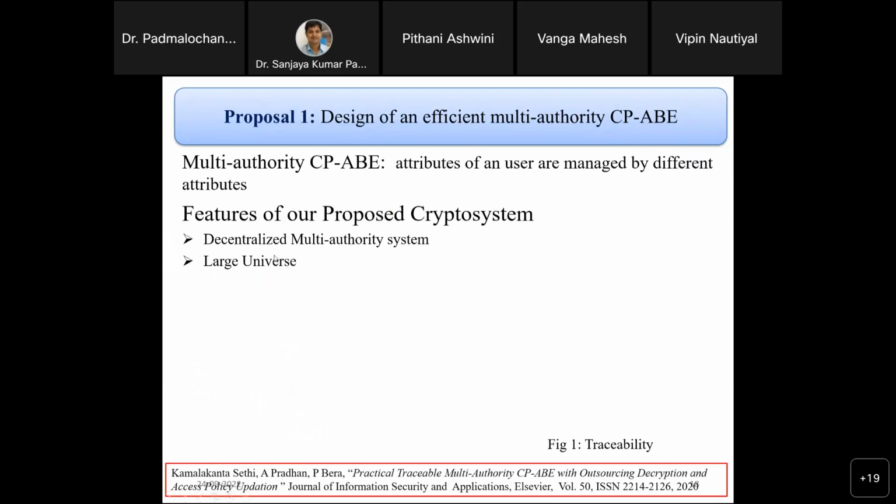The features of the system: decentralized, multi-authority. This is decentralized. It is not completely a distributed approach we have done here, and we have taken a large attribute universe. The number of attributes is large.